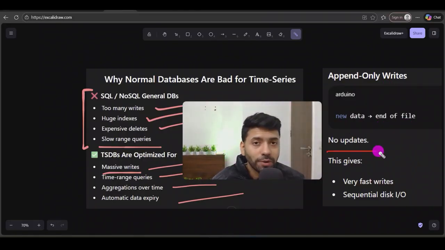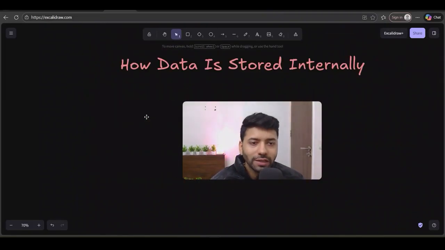So there are no updates, just the new data is appended at the end of file. So this gives you very fast writes. Next, let's see how data is stored internally in time series database.